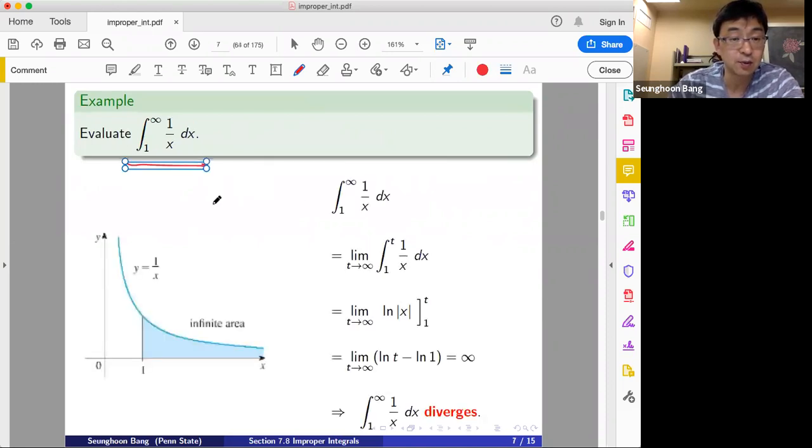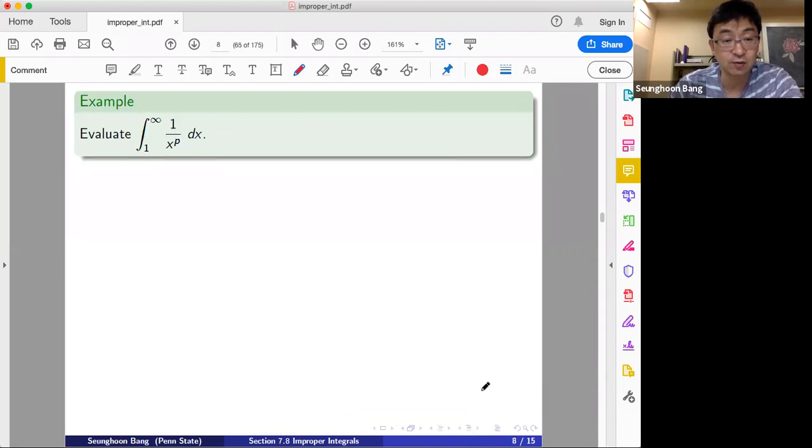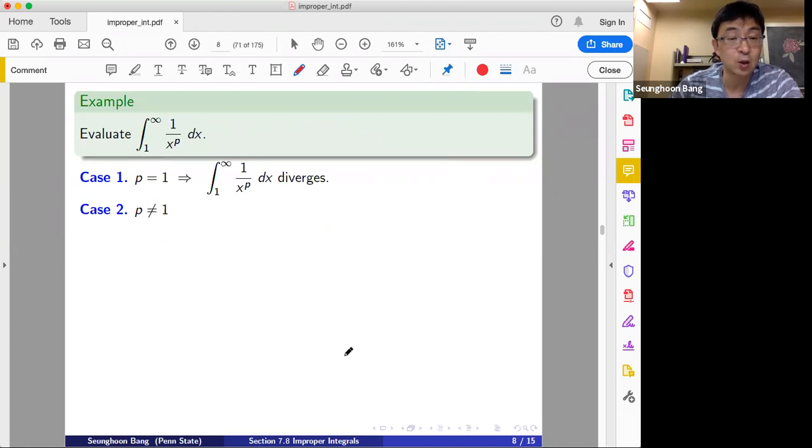The previous example's answer is divergent. So here p equals 1, and the answer is it diverges. Case 2: p is not equal to 1. How can you calculate when p is not equal to 1? You can use this idea: it is the same as the integral from 1 to t of 1 over x to the power p dx, and take the limit as t approaches positive infinity.